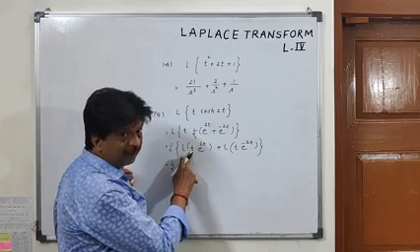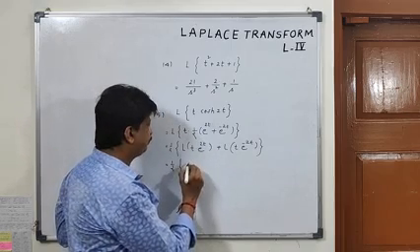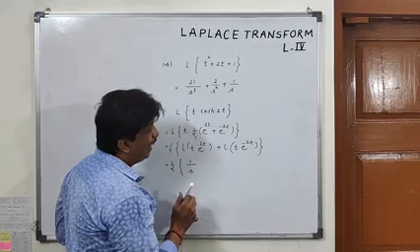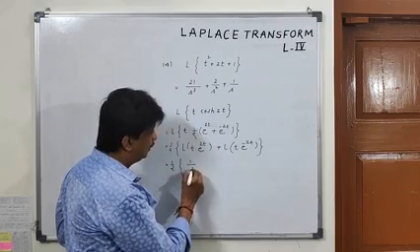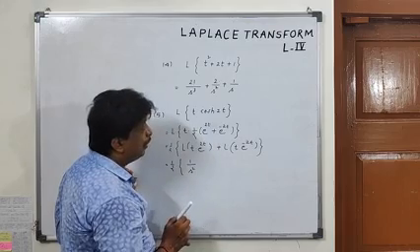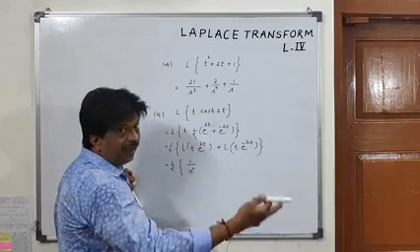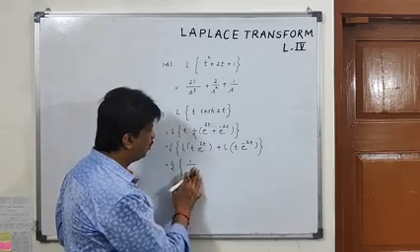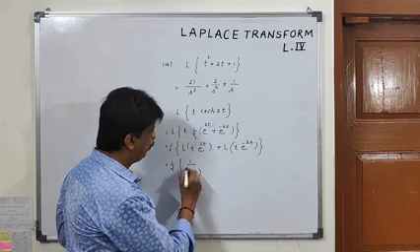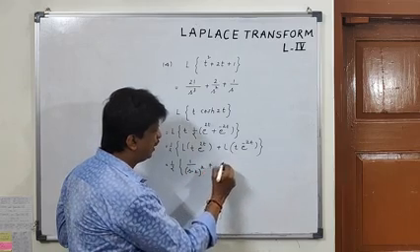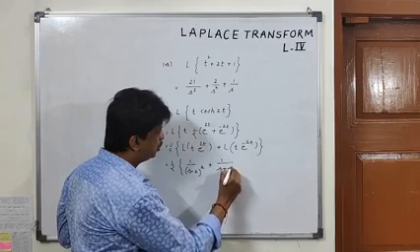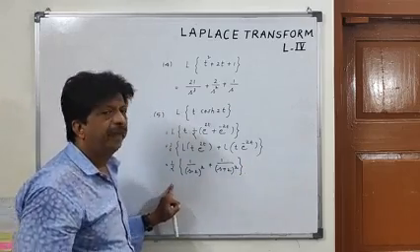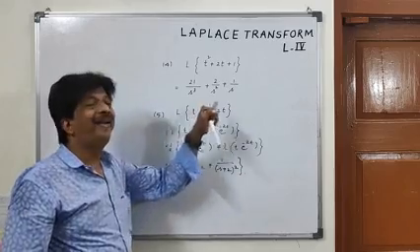The Laplace transform of t is 1 upon s square. So the Laplace transform of t into e raised to power 2t will be f of s minus 2, so 1 upon s square is replaced by 1 upon s minus 2 whole square, plus here similarly 1 upon s plus 2 whole square. So that is the Laplace transform of t into cos h of 2t.